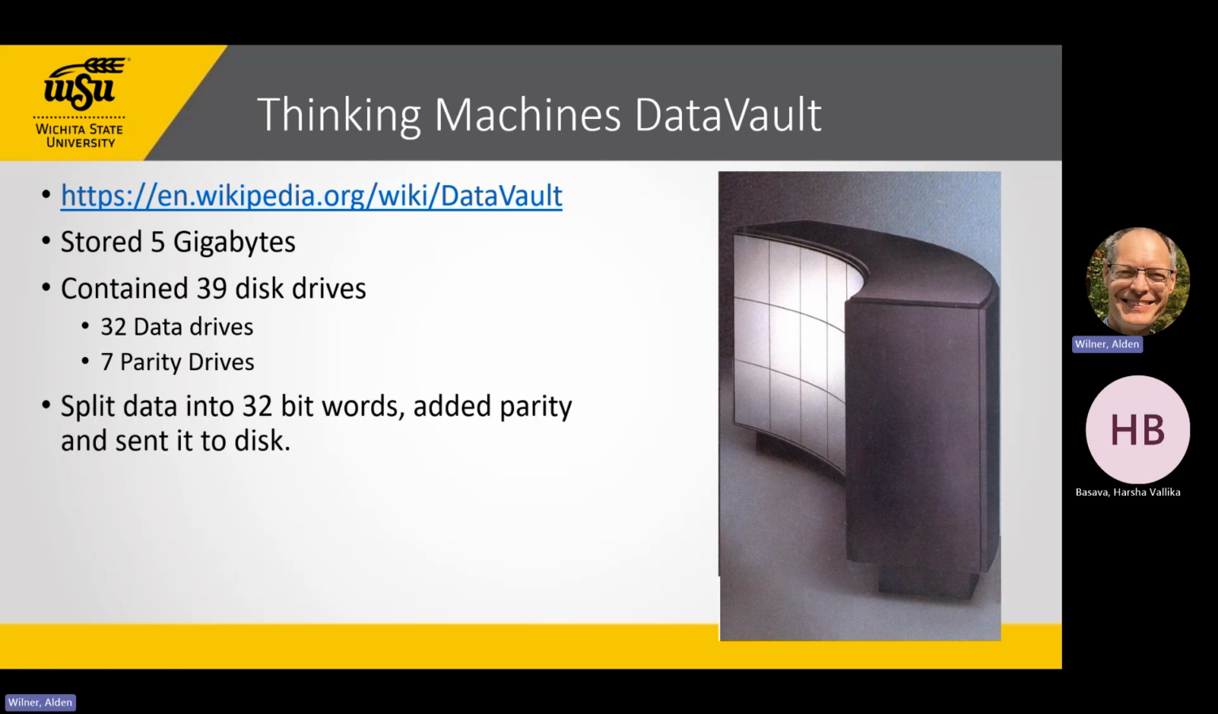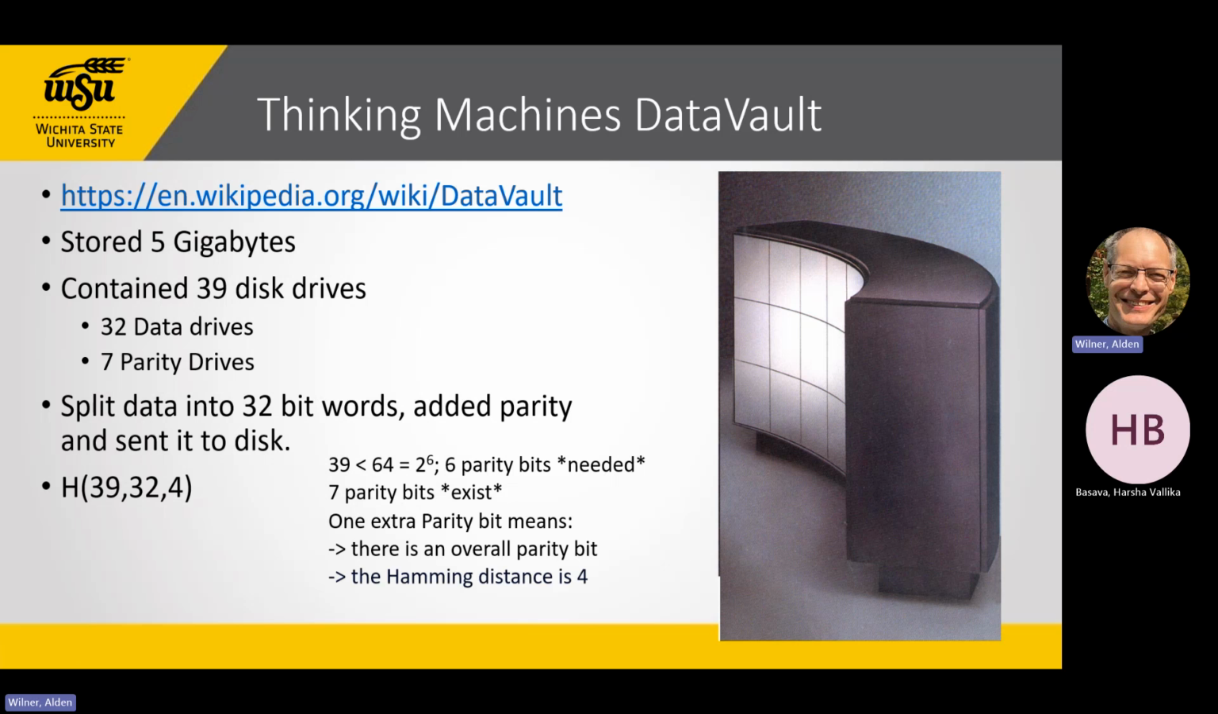It split the data into 32-bit words. It added a parity, and then it wrote those to the disks. So that was a Hamming 39, 32 with 4. So they actually had an overall parity, P0, to see if there was an error in there, so they could actually do error detection on the fly if there was a bit flipped in one of the drives, right? But RAID is designed to protect against device failures, so that wasn't really as important to them. So they had 6 parity bits, needed 7 parity bits, blah, blah, who cares? So there's an overall parity bit to Hamming says 4.